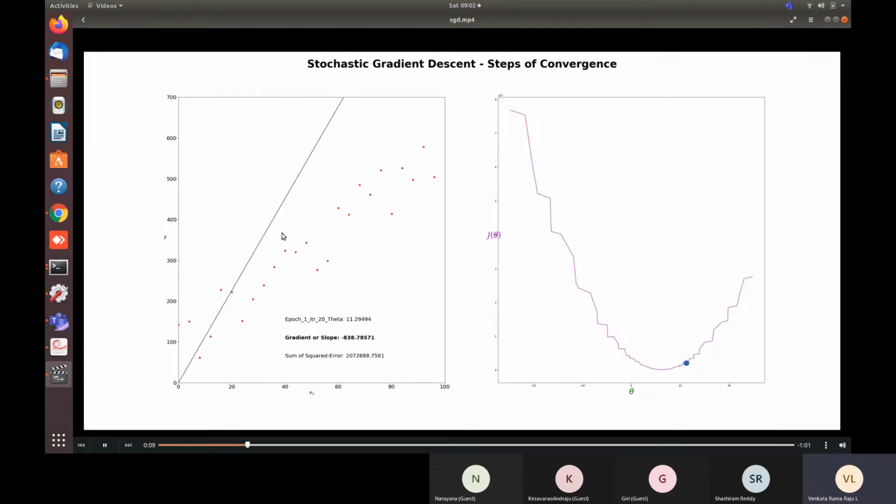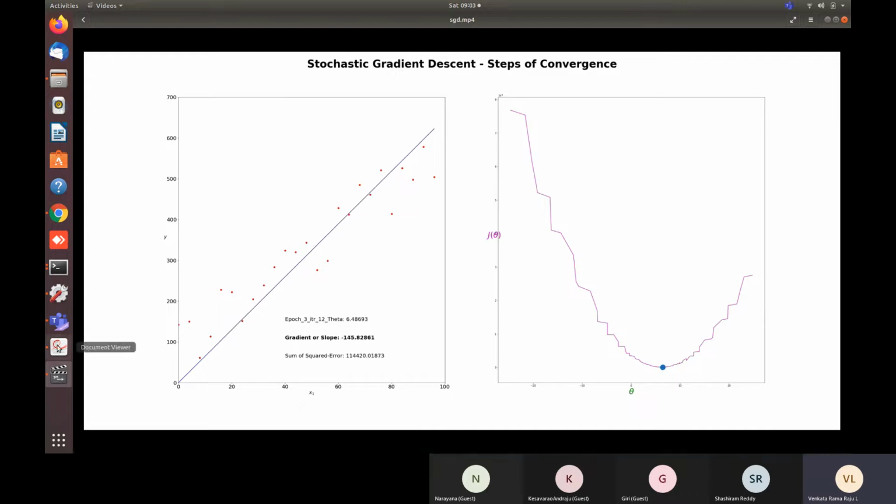So if the decay rate is the same, it may get stuck somewhere here, or it may take more time to reach the global minimum, because the forward jump and backward jump are equal, right? So if you make the backward jump a little smaller, you can actually converge to the global minima very quickly. The same concept holds true here also.